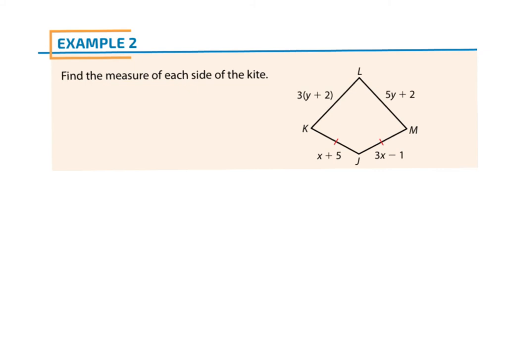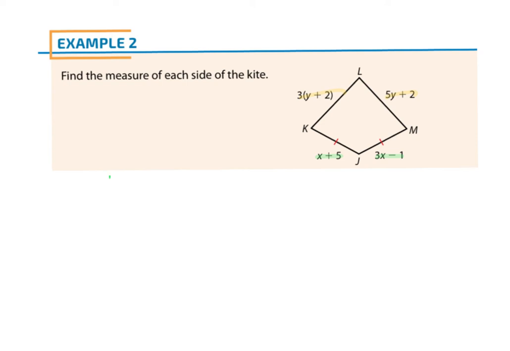So specifically in this figure, this is a kite. If we know it's a kite, then we know certain things are congruent. We know that these 2 sides are congruent, and we know that these 2 sides are congruent. So if they want us to solve for the variables and we know they're congruent, we're literally going to set them equal to each other and solve.